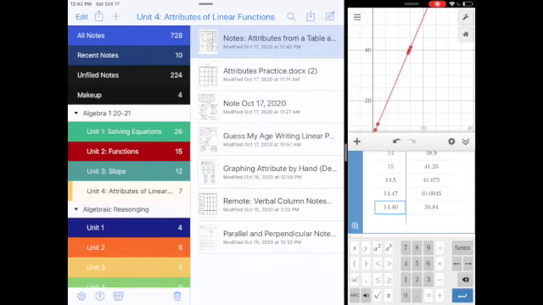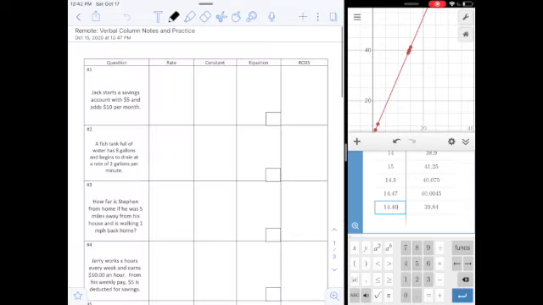So what you guys are going to do today is you're going to be looking at your verbal descriptions, okay? And you're going to be filling these guys in. So this is what it's going to look like when you do your assignment today. It says Jack starts a savings account with $5 and adds $10 per month. So look for the words per. So there's going to be your rate. So you're going to write $10 per month. And then you're going to find your constant, which is going to be the number all by itself, which is $5. So that's how much he starts it with.